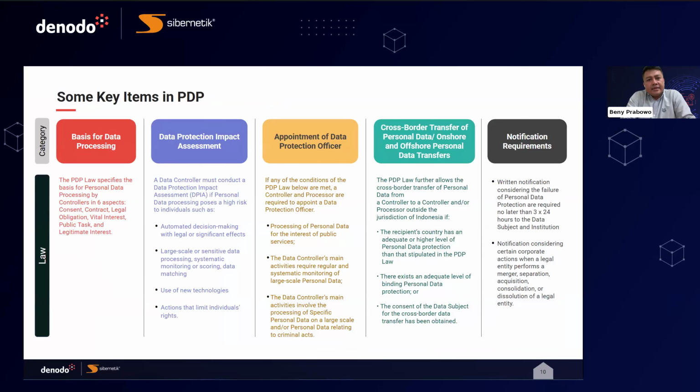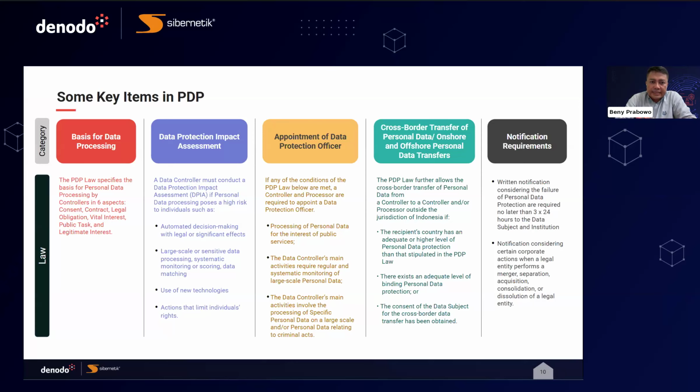Some key items in PDP, personal data protection, under Indonesia's PDP law. The first, the law outlines six legal bases for processing personal data, which start with consent, and then contract, legal obligation, vital interest, public task, and legitimate interest. Every organization must clearly identify which basis applies before collecting and processing any data.